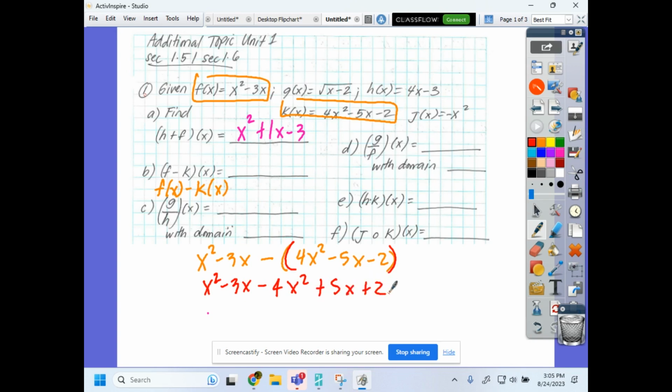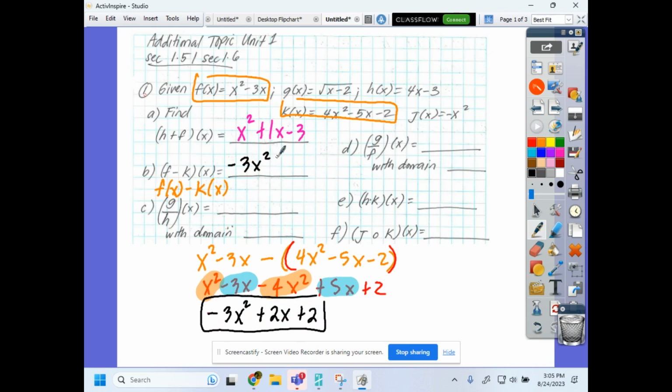Now you can combine the like terms here. The like terms are x squared and negative 4x squared, and negative 3x and 5x, and that's it. So therefore, we're going to have negative 3x squared plus 2x plus 2.